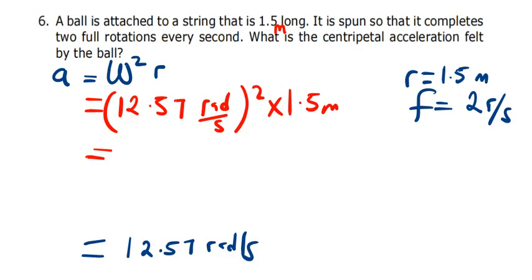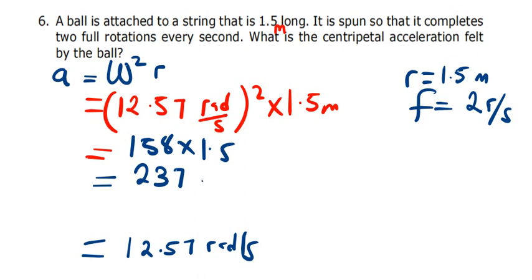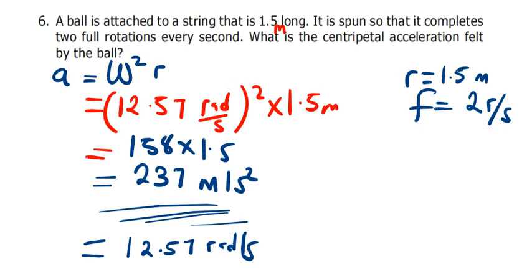12.57 squared, I'm getting 158. We're multiplying this by 1.5. So the answer that I have multiplied by 1.5, I'm getting 237. So this will be meters per square seconds. So basically this will be the acceleration for this object. In this case, we're talking about the centripetal acceleration.